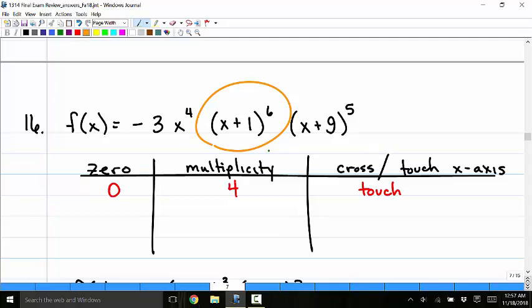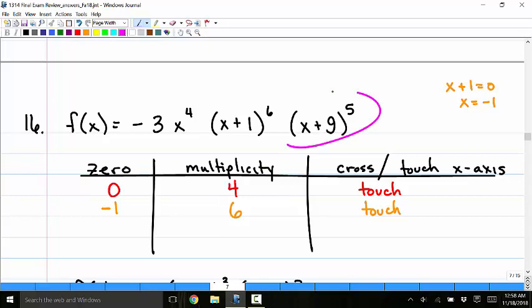This one, when I set x plus 1 equal to 0 and solve for x, I get x equals negative 1 as my zero. Its multiplicity is 6. Since the multiplicity is an even number, it's going to touch the x-axis. Last, if I set x plus 9 equal to 0 and solve for x, I get x equals negative 9. My zero is negative 9. The multiplicity is 5. Since the multiplicity is an odd number, it's going to cross the x-axis at that zero.